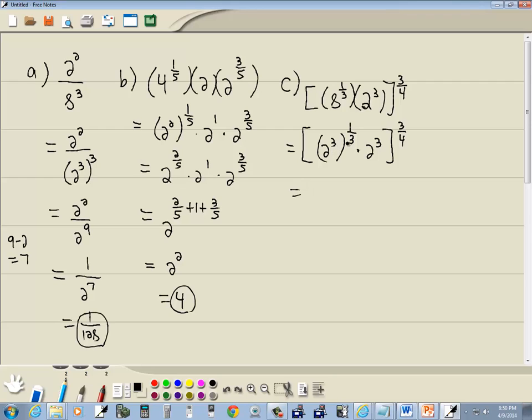When you're raising one exponent to another exponent, you multiply them together. 3 times 1/3 gives you 3/3 or 1. So this becomes 2 to the first times 2 to the third, to the 3/4 power. Now we got 2 to the power times 2 to the power, so you add your exponents. That's going to give us 2 to the 4th raised to the 3/4 power. And again, when you're raising an exponent to another exponent, you multiply them together. 4 times 3/4, the 4's would cancel, and we'd have 2 to the third, which would give us 8.